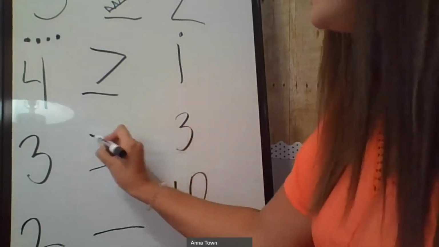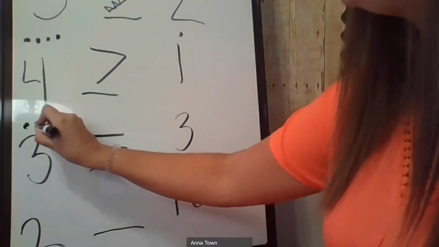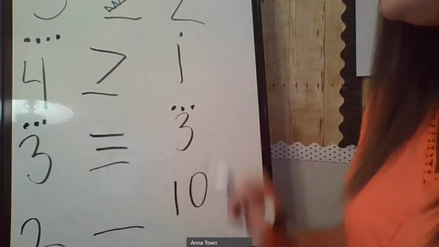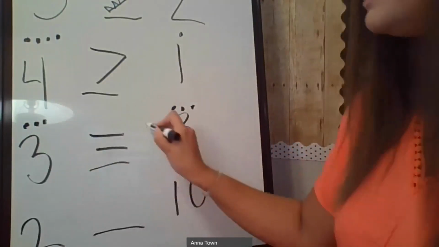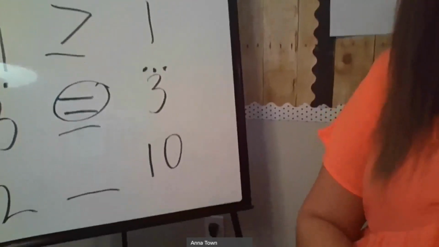Good job. Hopefully you said 3 is equal to 3. This is the same number. 1, 2, 3. 1, 2, 3. Same, meaning we draw an equal to sign. 2 horizontal lines.